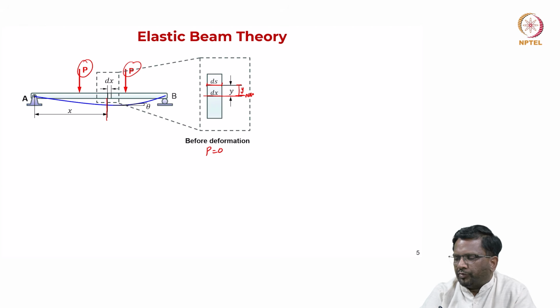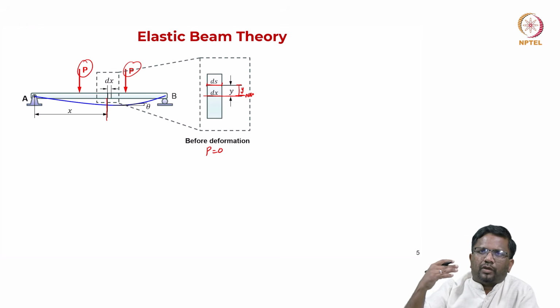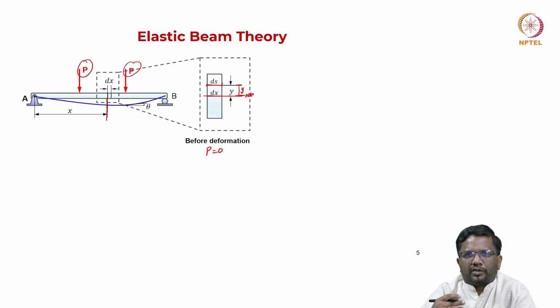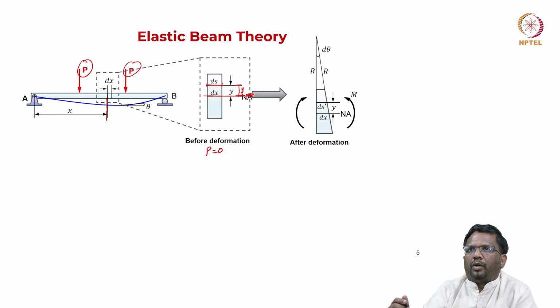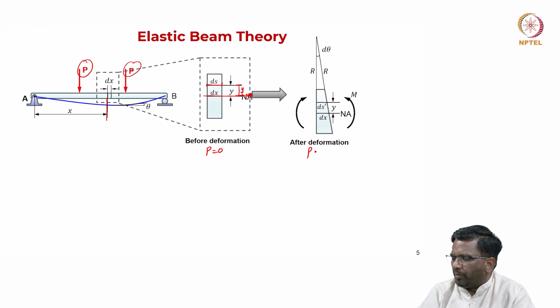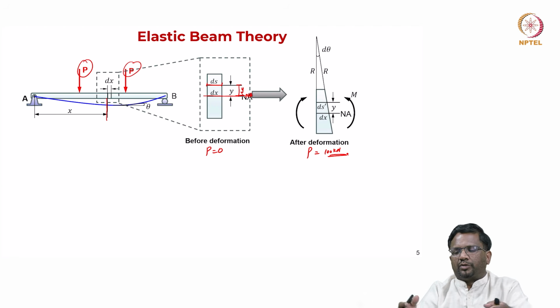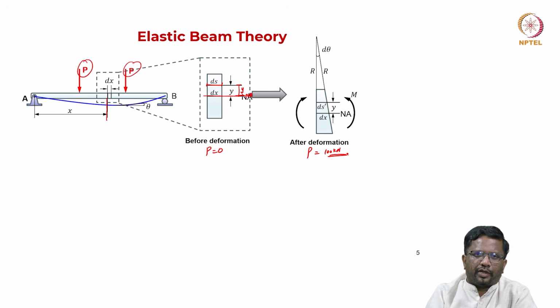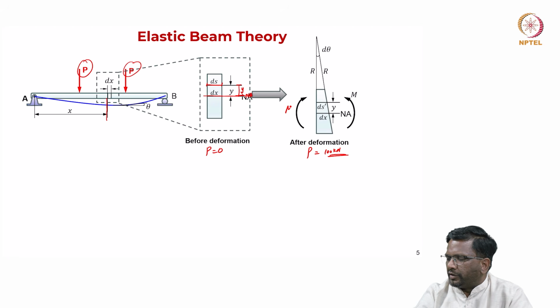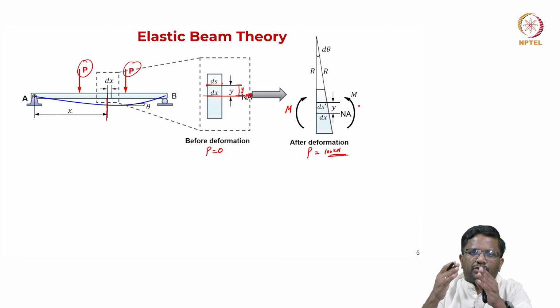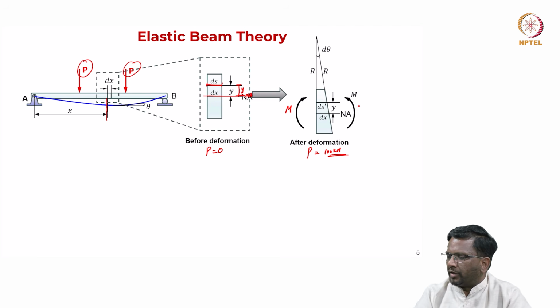So, this is before deformation, right, and y is always measured from the neutral axis. As you go away from the neutral axis, the distance y is going to be larger. Now, after deformation, that means when P is applied, let us say about 100 kilonewton or so, just for example, this particular element is going to deform. And we know that this is going to create a sagging bending moment like this, M and M here, and this segment is going to bend and undergo curvature.